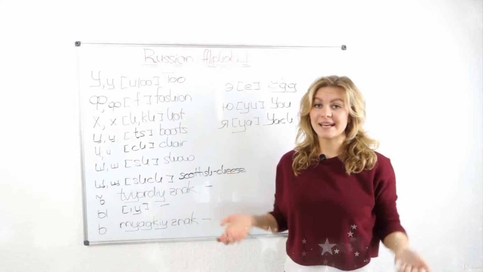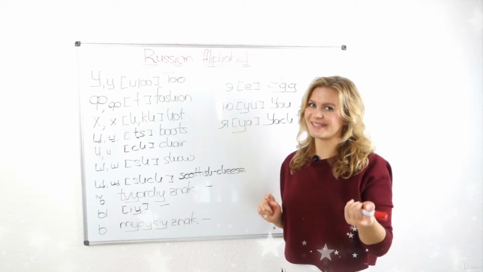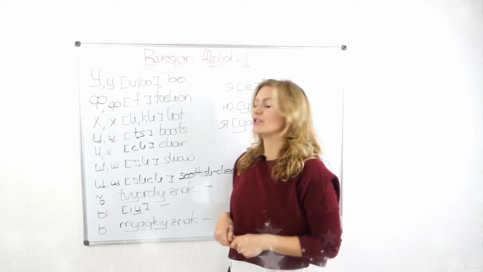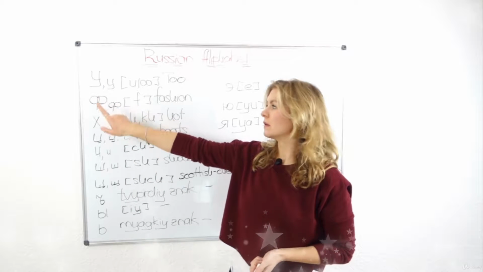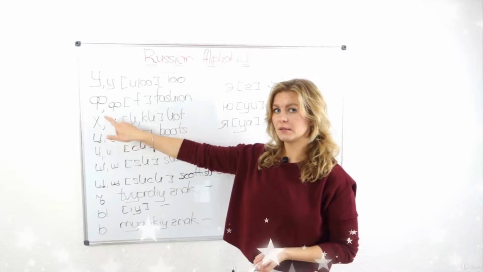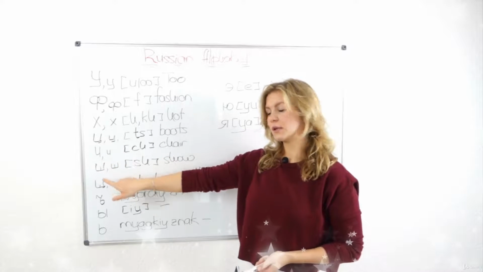And the last video for the alphabet, the last 13 letters, we'll do that. And today we're going to learn the following letters in Russian: U, F, H, C, Ch, Sh, Sh.